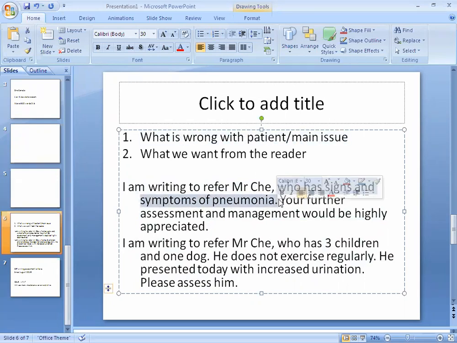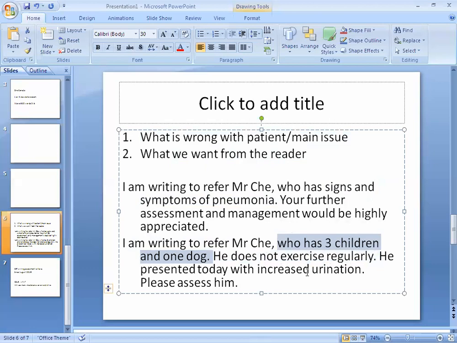It is written here, in the second sentence. What do we want from the reader? And here you are not talking about what the issue of this patient is. We are just talking here about 3 children and 1 dog. What is this? We don't need to write this in the purpose.